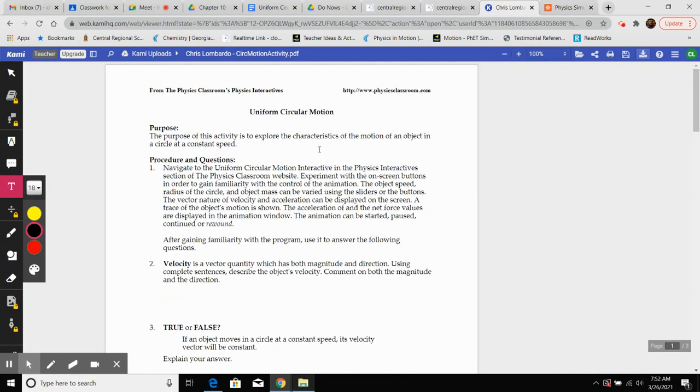So guys, we're going to do this uniform circular motion activity, in which the purpose is to explore the different characteristics of the motion of an object that is in a circle at a constant speed. So right off the bat, what is velocity? You guys remember? Just the definition.